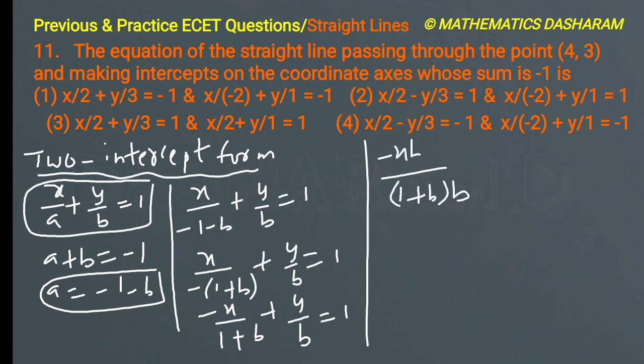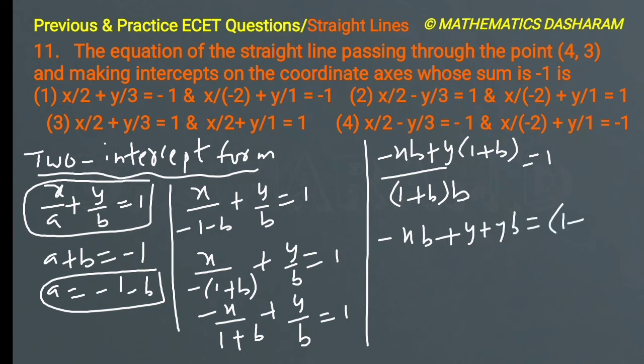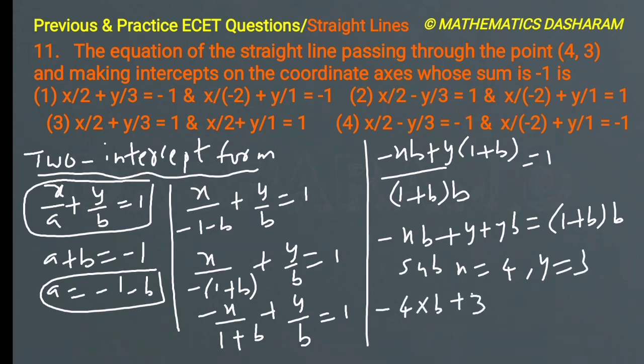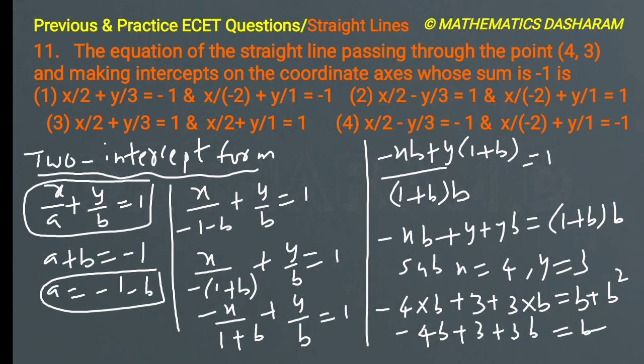So minus x into b plus y into 1 plus b equals 1. So minus xb plus yb equals 1 into 1 plus b into b, which is 1 plus b into b. But this line is passing through the point (4, 3). So substitute x equals 4 and y equals 3. So minus 4 into b plus 3 into b equals 1 into b, which is b into b square. So minus 4b plus 3b equals b plus b square.